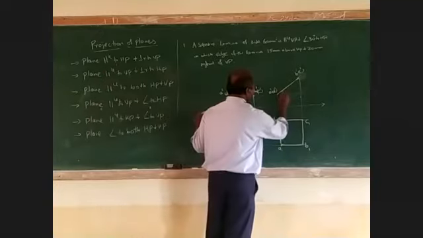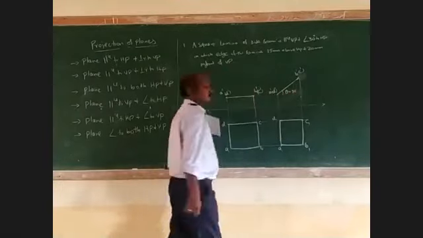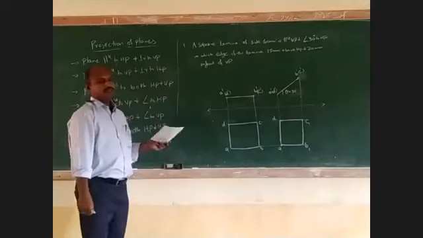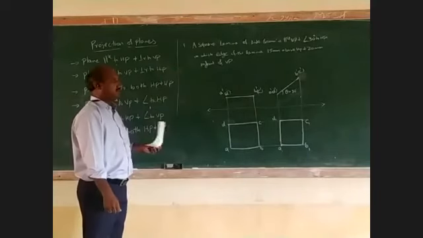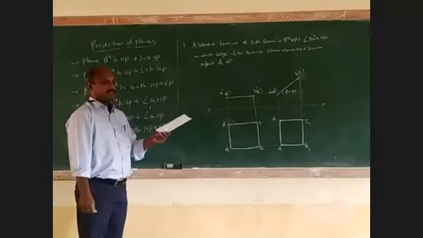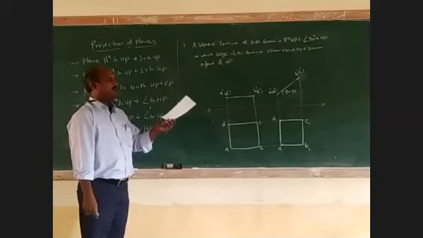Here, this is the answer. Theta equal to 30 degree. You have to put theta equal to 30 degree if it makes an inclination of 30 degree. You understand? Makes an inclination of 30 degree.